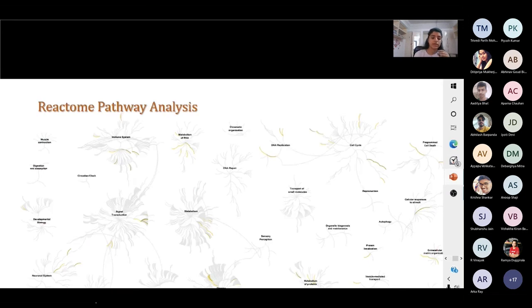So after this, Reactome pathway analysis was done, and all the proteins which were analyzed by the volcano plot were taken further. It was shown that major proteins fall in pathways like cell cycle, DNA replication, metabolism of RNA, immune system, signal transduction, and disease, etc. were also matched with this set of proteins.